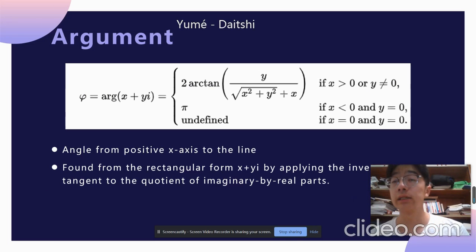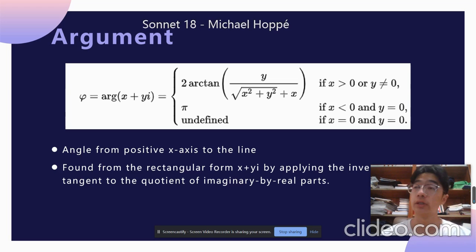If x is less than 0 and y is equal to 0, the argument of x plus yi is equal to pi. But if both of them are equal to 0, phi does not exist. The argument is found from the rectangular form x plus yi by applying the inverse tangent, which is arctangent, to the quotient of the imaginary part by the real part.